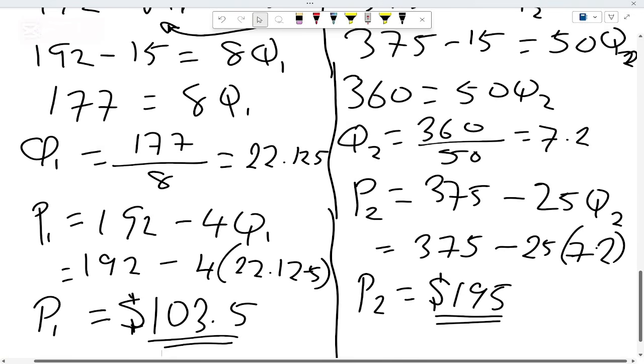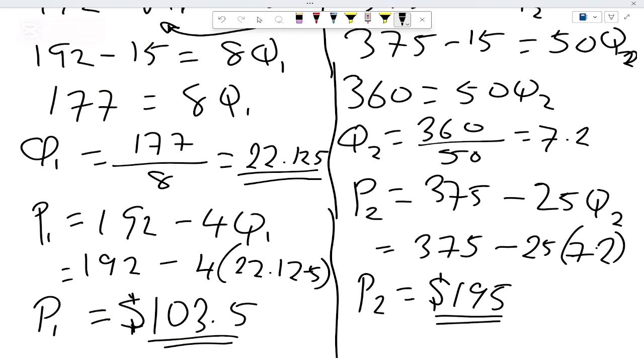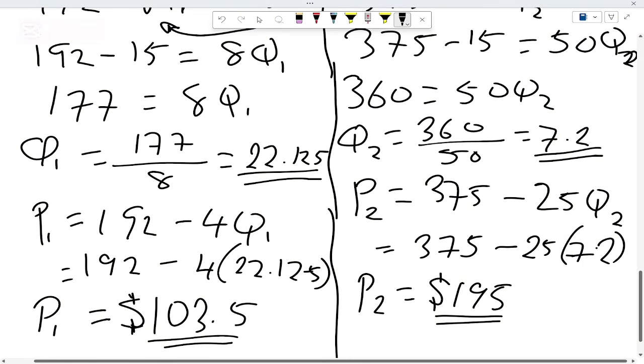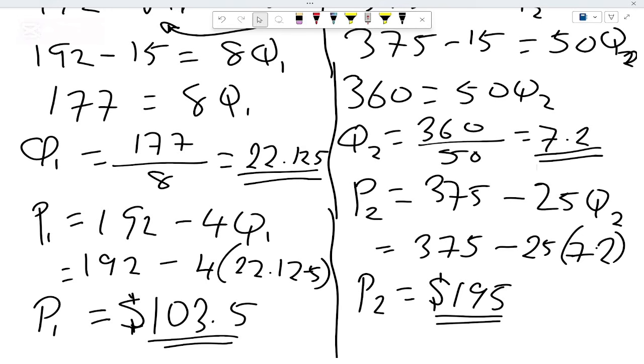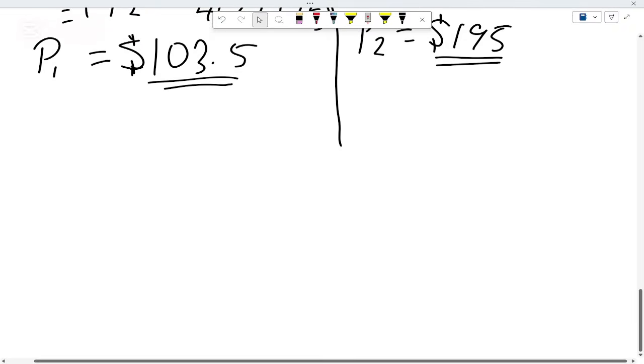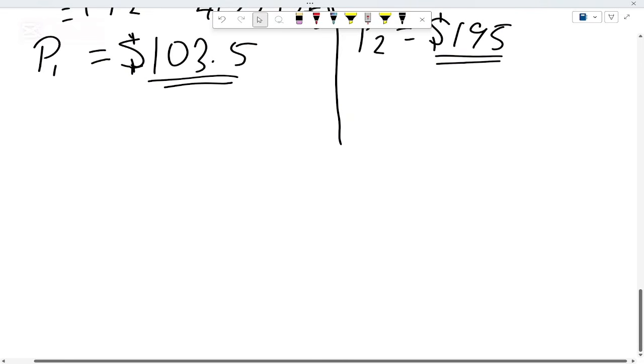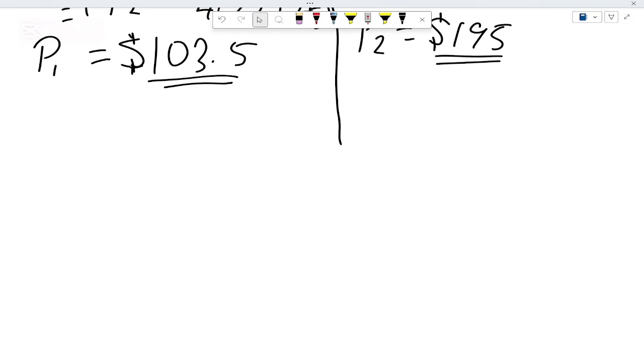At what quantity? 22.125 units were sold in the first market, and 7.2 units are sold in the second market. So you have invariably answered the first and second questions respectively. So the third question is to determine the maximum profit. So determine the maximum profit. Let's see, how do we approach this?